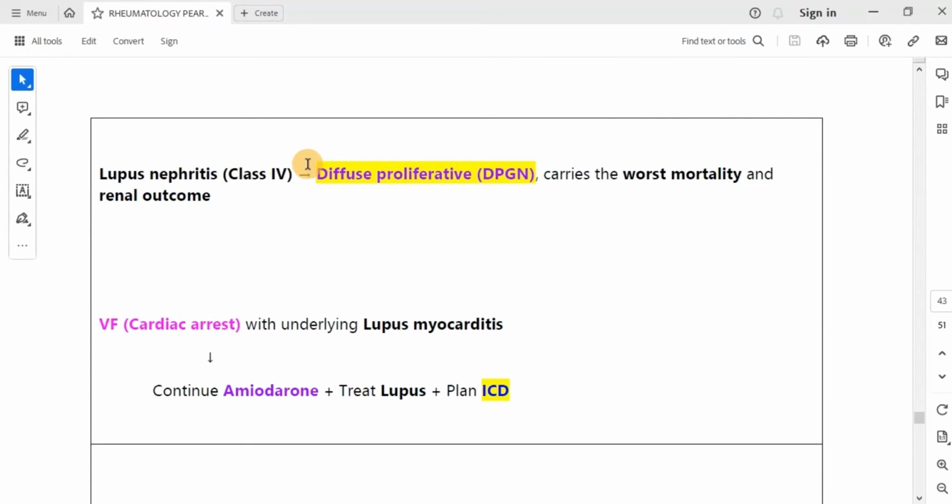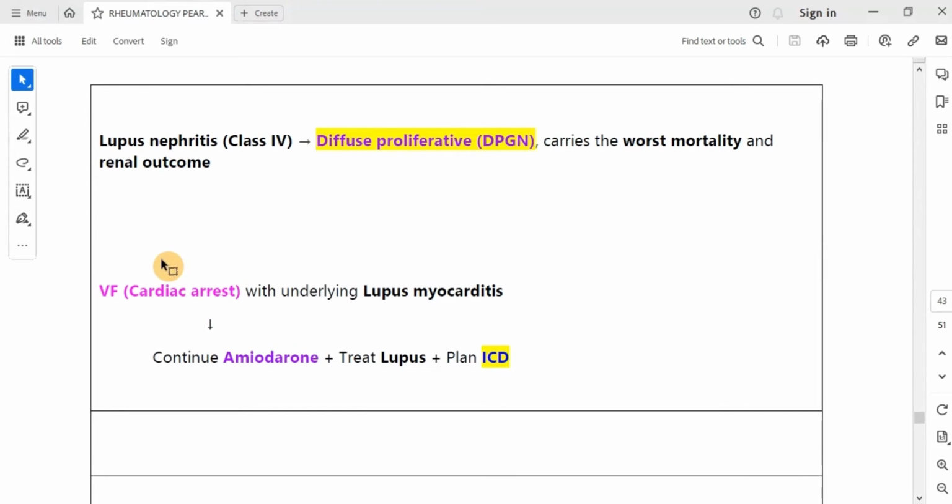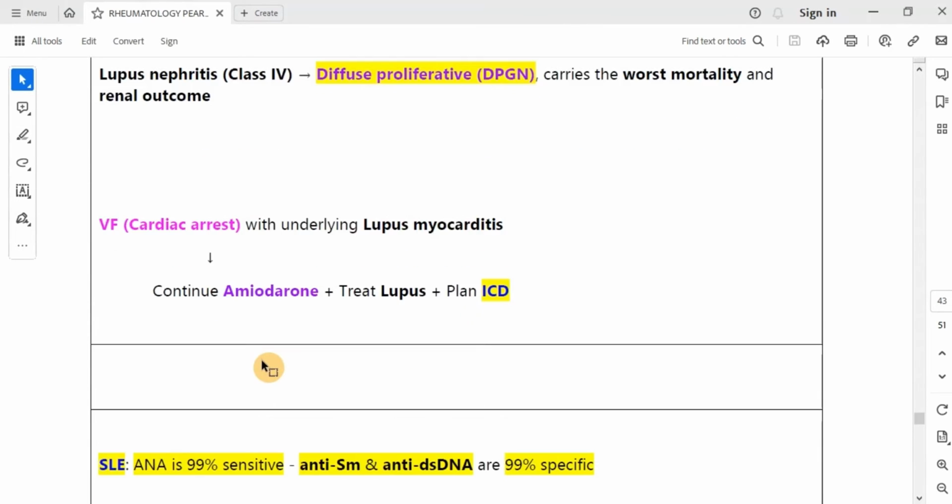Lupus nephritis class 4. Class 4 is most common, also known as the DPGN. It carries the worst mortality and the worst renal outcome. And ventricular fibrillation or cardiac arrest is a common phenomenon seen in a patient with lupus myocarditis. In those patients, we can continue the amiodarone and treat the patient's underlying lupus. And later on, we should plan for the implantable cardioverter defibrillator.